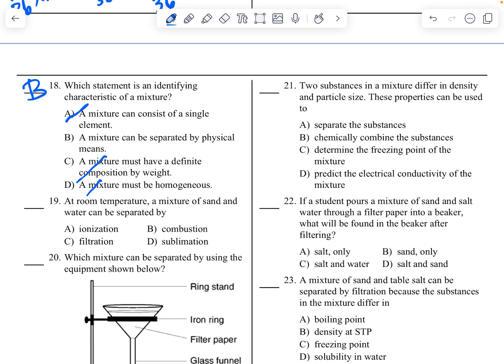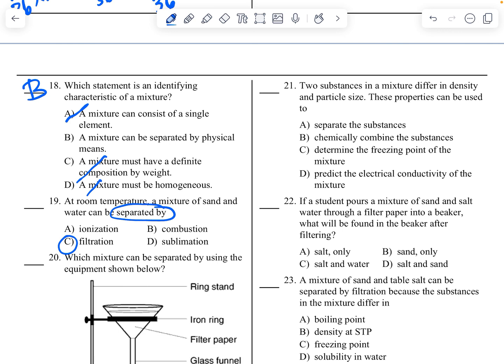At room temperature, sand and water can be separated by... Well, I know, first of all, maybe I'm confused at what ionization means, so I'm going to skip that for right now. I know that filtration is not going to work because I know that sand is too big to go through a filter paper, so it can't be that one. Oh, wait. Shoot, that's exactly what the answer is. I know that because the idea is we can separate it. If you pour sand and water through the filter paper, the sand will stay in the paper and the water will go through. I'm sorry, it was choice C.